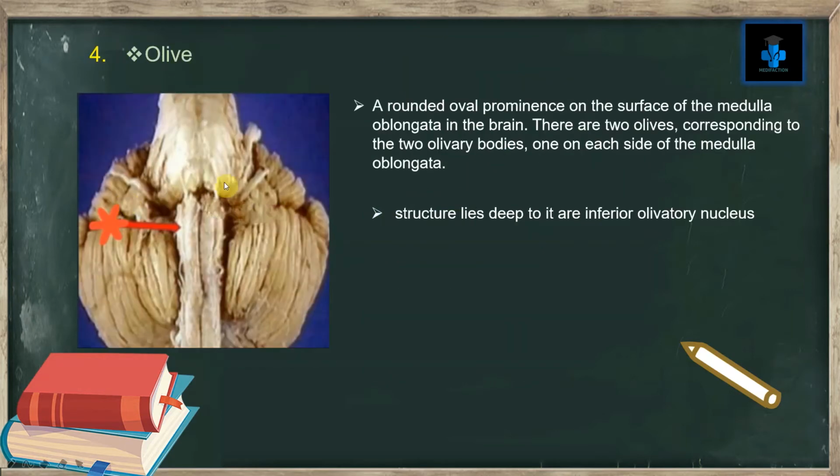Spotter number 4 is the olive. The olive is an oval prominence on the surface of the medulla oblongata in the brain. There are two olives corresponding to the olivary bodies, one on each side of the medulla oblongata. Structures lying deep to it are the inferior olivary nuclei.